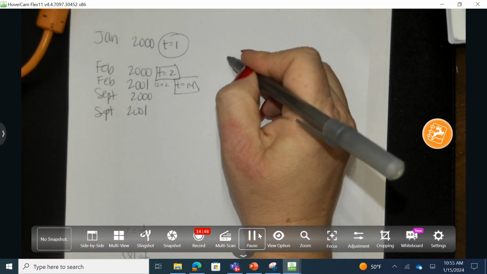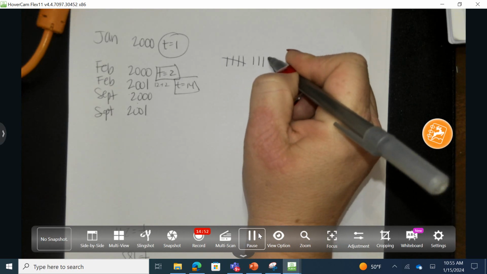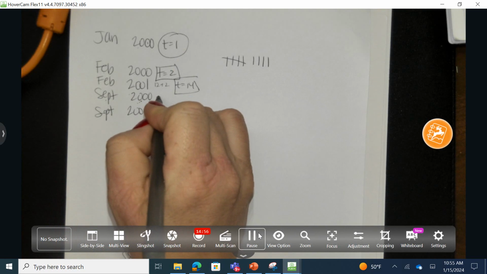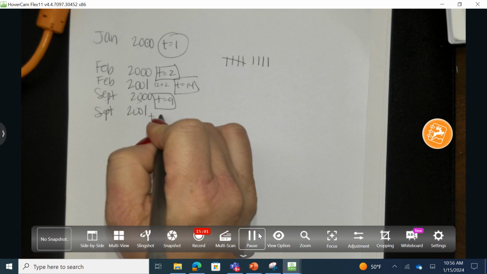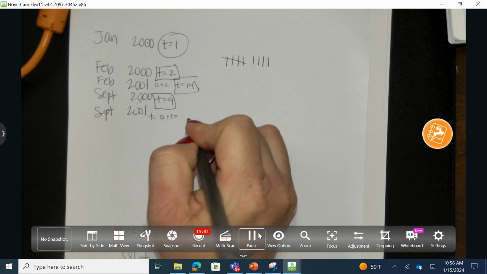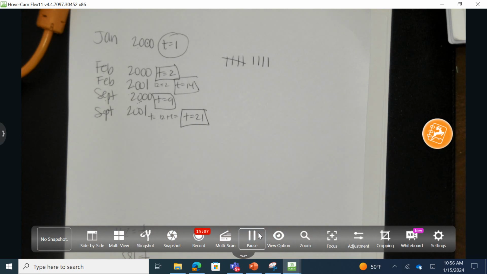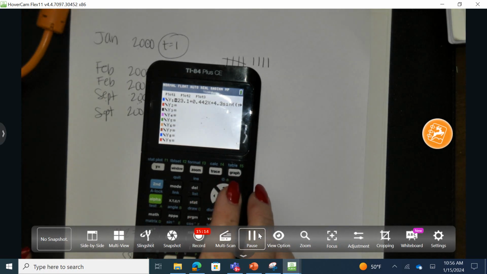Now, we have January, February, March, April, May, June, July, August, September. So this is month 9 of the first year. So T equals 9. Now this is 1 year past, so this is another year plus that 9 to give us T equals 21. So I'm going to grab the calculator and I plugged in exactly what was provided to us in this equation. And you can see that here.